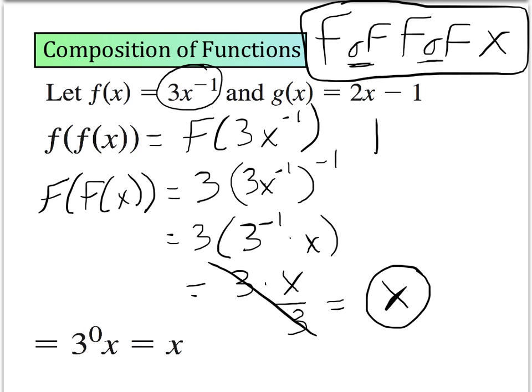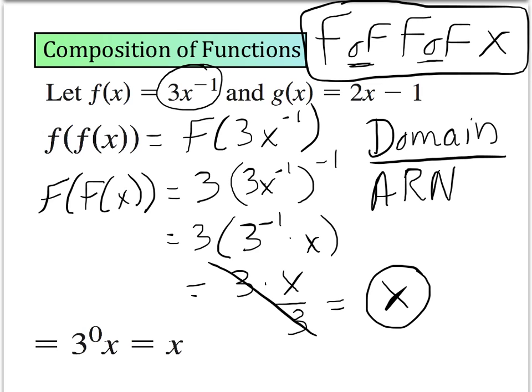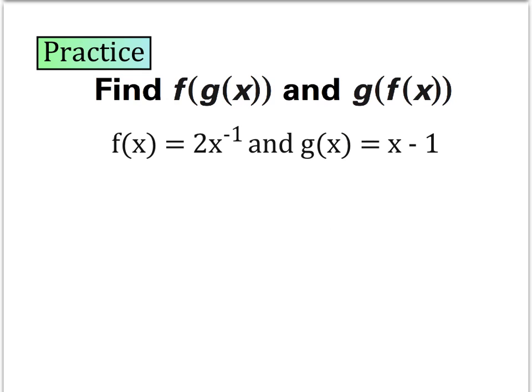Now the domain here, remember, it's the input values. What values work here? And it really is any values. So for here, we say all real numbers, and this is the way you'll see me abbreviate this. Because any x value, any number, works for this function, which is just x.